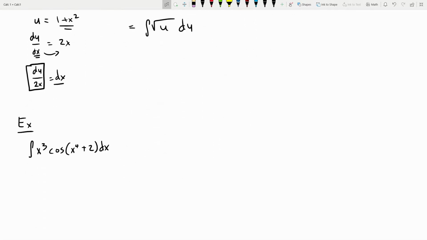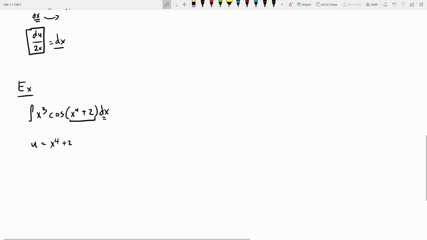For another example, here it is. Again, using my method, all we've got to do is find this inner function. So we say u is equal to x to the 4 plus 2. And now from here, we need to get rid of this dx. So we need to find a formula for dx. We can do that by saying du over dx is equal to 4x cubed plus 0, so it's just 4x cubed. And now we can solve for dx, and dx is equal to du over 4x cubed.